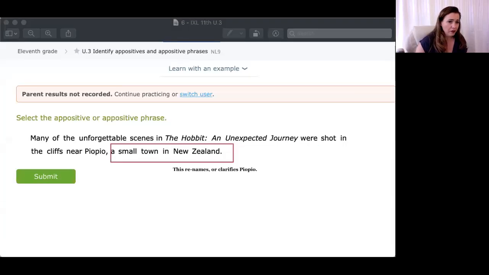All right, here's another one from 11th grade. This one is practicing identifying appositives and appositive phrases. So let's take a look at the notes again. Grab your notes and let's remind ourselves what an appositive is. As you see from your notes, an appositive is a word that renames the subject or clarifies it. So an appositive phrase is a group of words that is renaming or clarifying the subject.